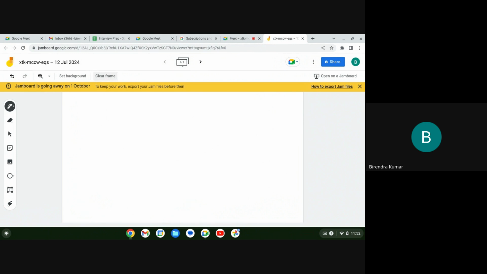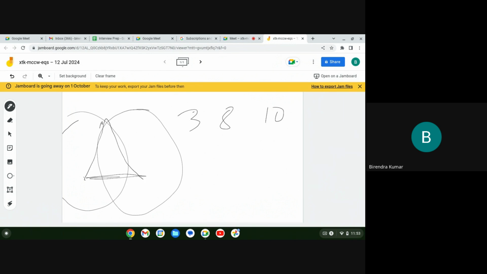You can do other things. Say if I gave you ABC, I'll just clear it. Say it's your 3, 8, and 10. This was my dimension, let's say. I can pick 3 as a base and then make an 8 centimeter circle and 10 centimeter circle. Or I can pick 10 as a base and a 3 centimeter circle, 8 centimeter circle.